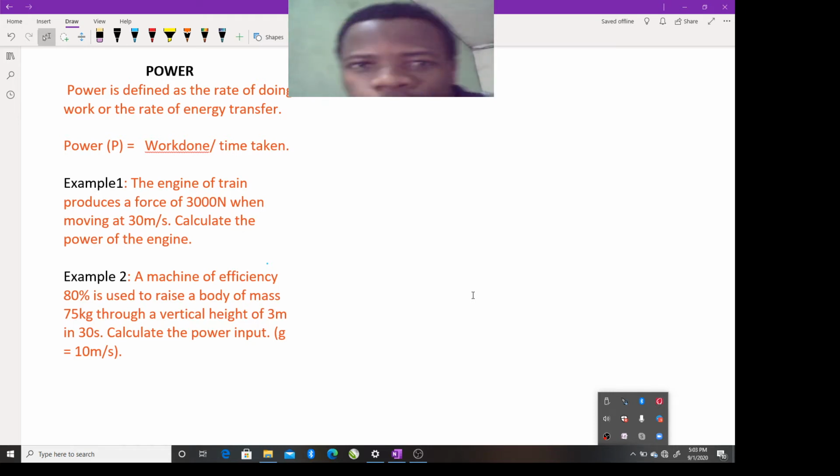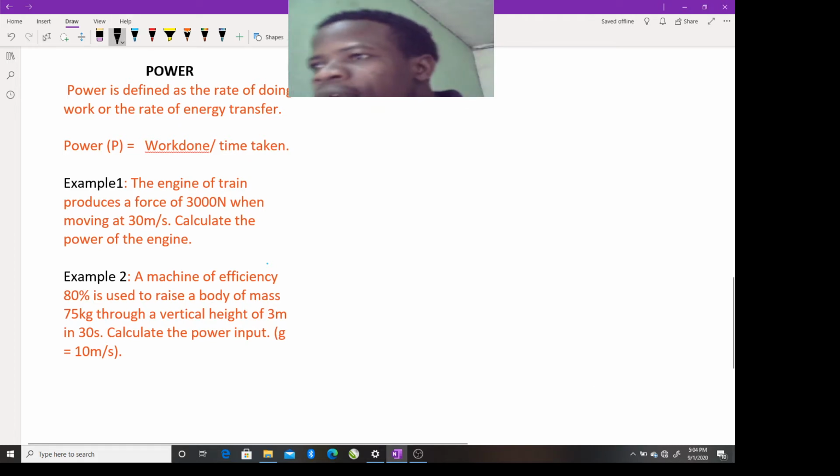But now we talk about power. Power is defined as the rate of doing work or the rate of energy transfer. It can also be said to be the rate at which energy is expended, which means if there is no energy, there is no power. So power is produced as a result of energy with respect to time. So they are trying to measure the rate at which energy is being consumed. Power is measured in watts or joules per second, and watts can still be measured in kilowatts.